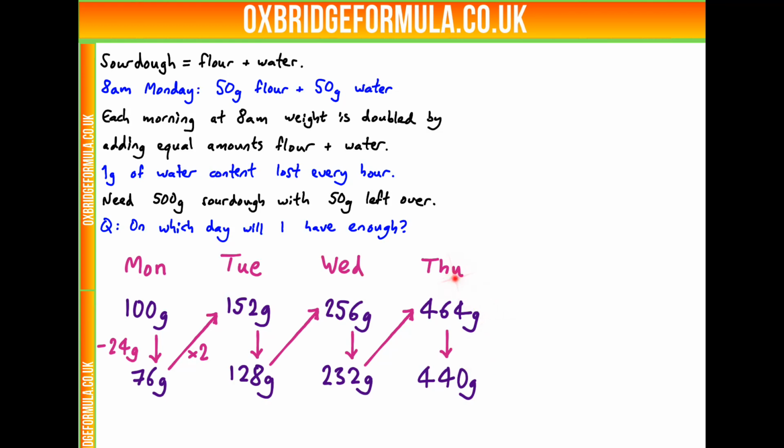But on Friday morning, if we're doubling 440, that takes us to 880 grams of sourdough. And so we can see that we're well past our target of 550. And so it doesn't matter what time on Friday that we harvest the sourdough, it's definitely going to be at least 550 grams. So the day on which we have enough, based on our system that we've gone through here, has to be Friday. This corresponds to an answer of D.